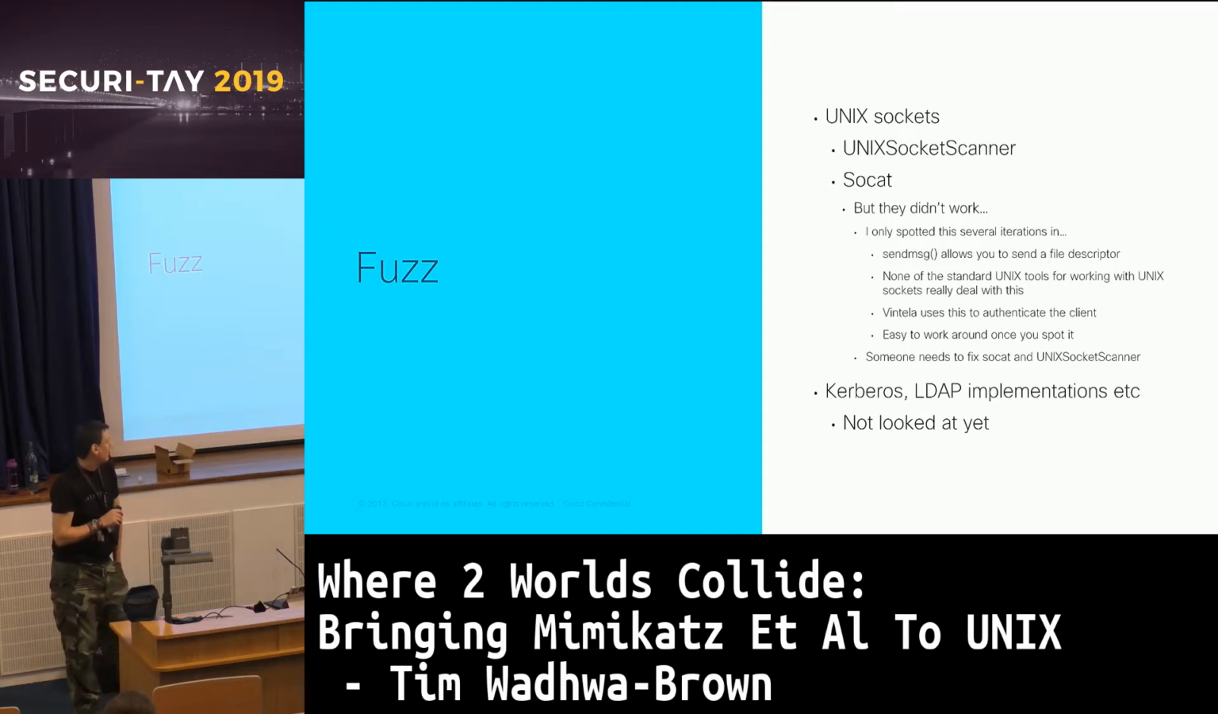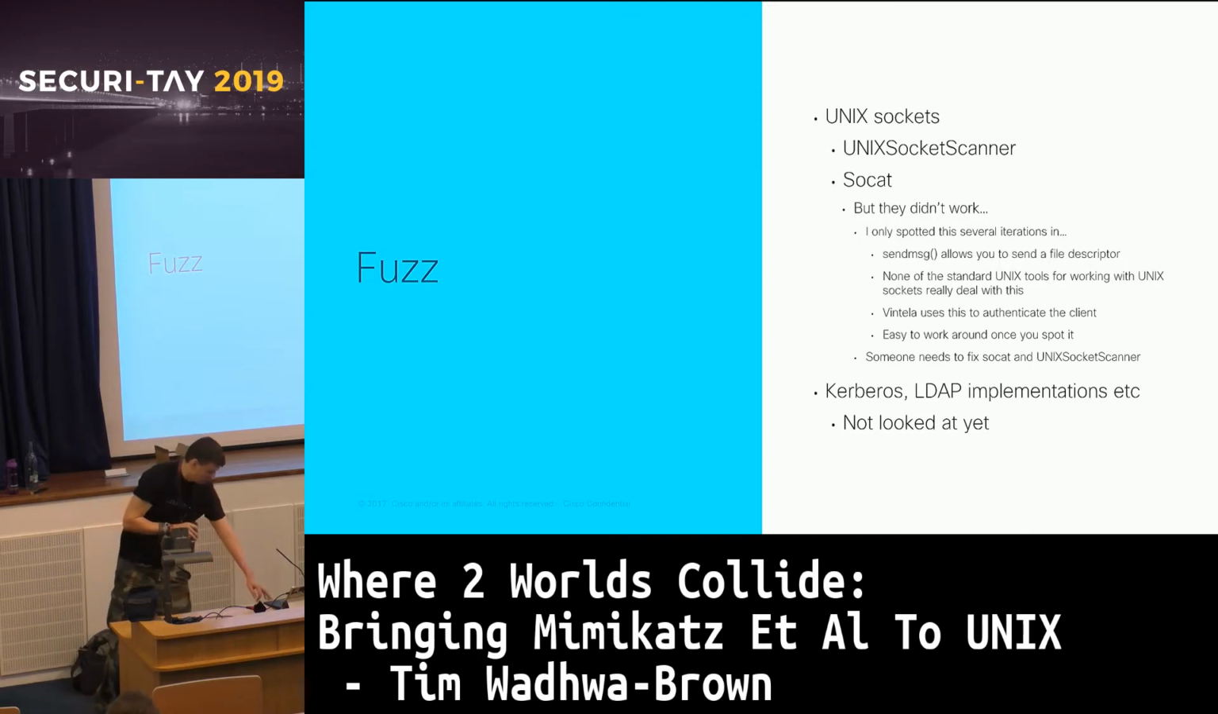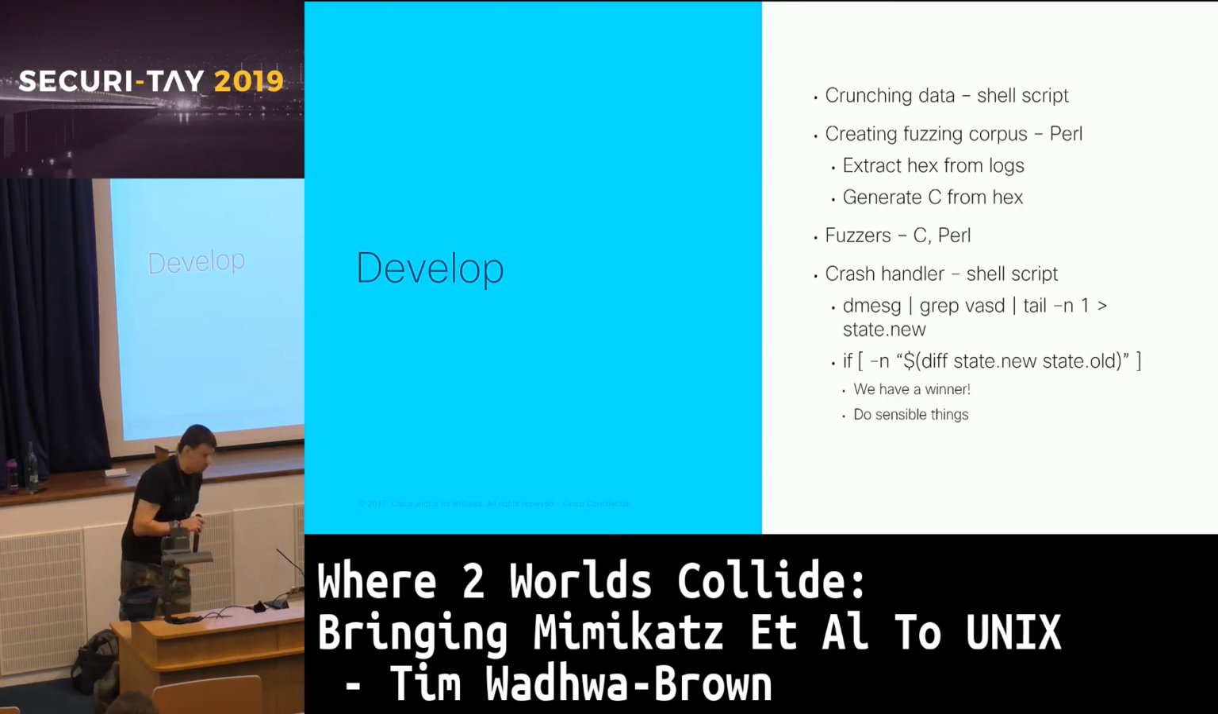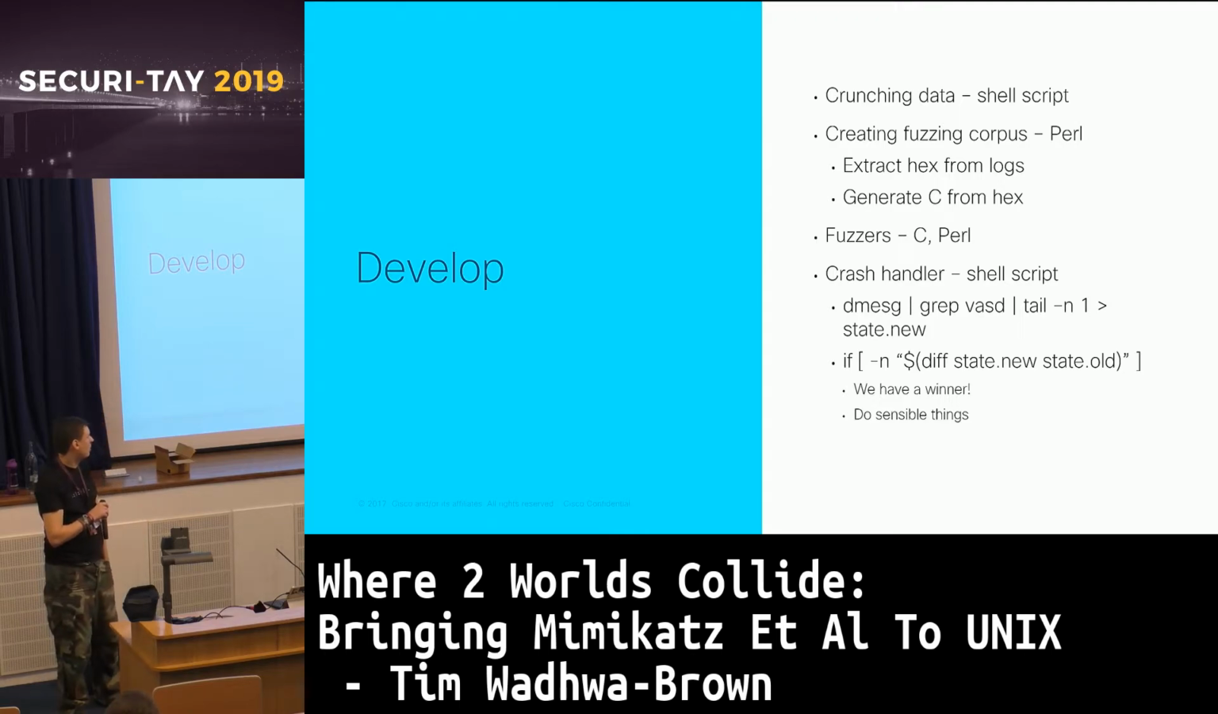And as far as next steps, if you do fancy playing with Vintela or SSSD, I'm gradually starting to put out the code to enable you to do that. The UNIX socket side of things, there are a few tools that are publicly available and have been for a while. UNIX socket scanner, socat. But they didn't work particularly well for this, so you end up developing stuff. For Vintela, there's a whole bunch of fuzzers sitting inside the GitHub repo. I would suggest that if you fancy bug hunting, they might be a good place to start.